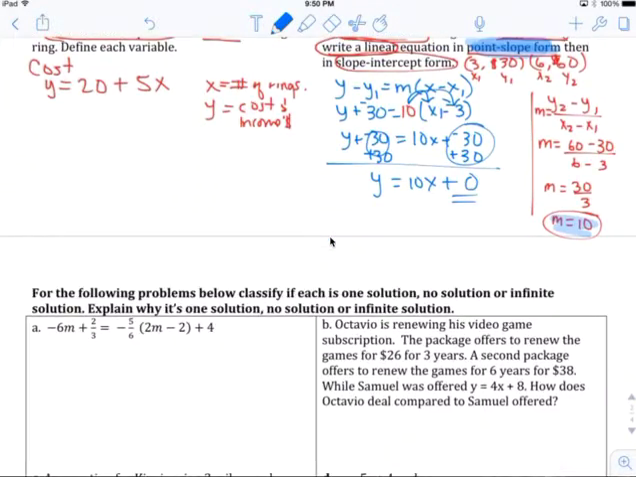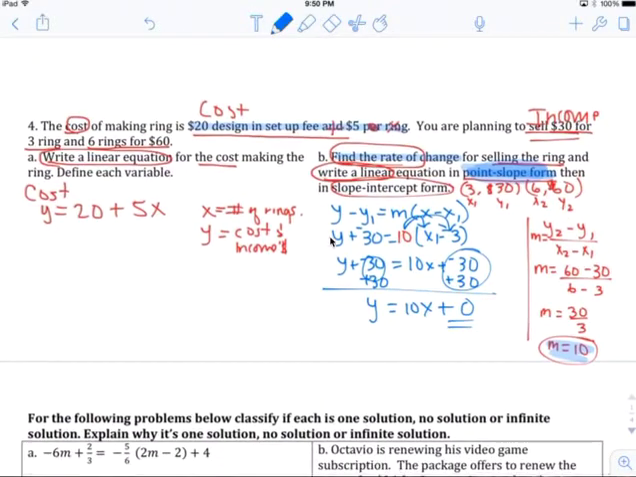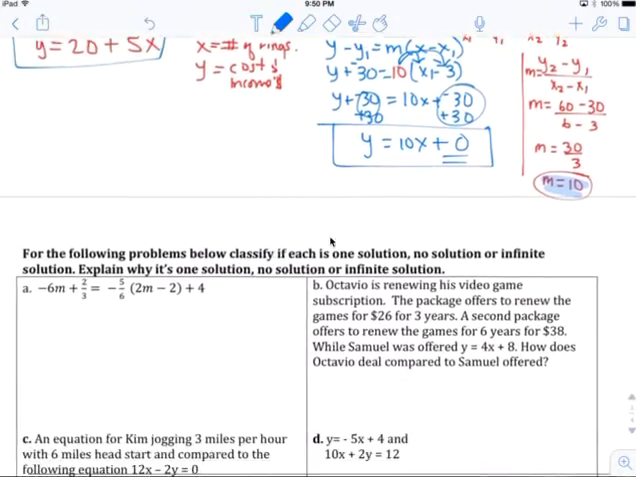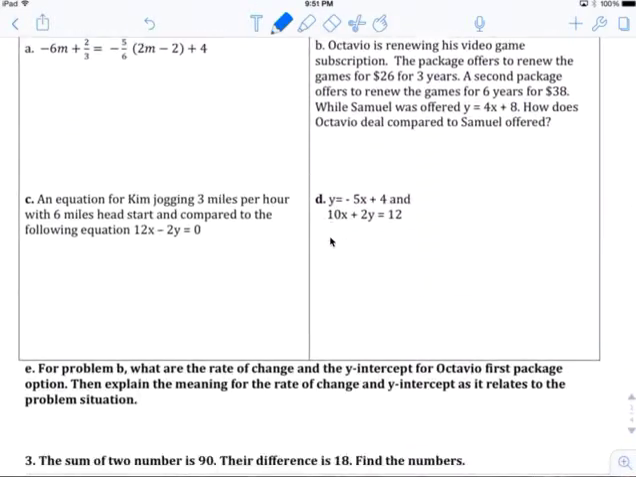Okay. Did it ask for anything else? No. That's the cost. That's what you make. It costs you $5 per ring, but you sell it for $10. You make $5 each. Eventually, it'll pay for everything.